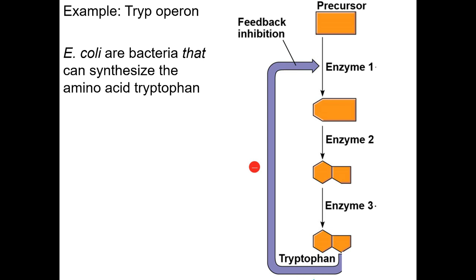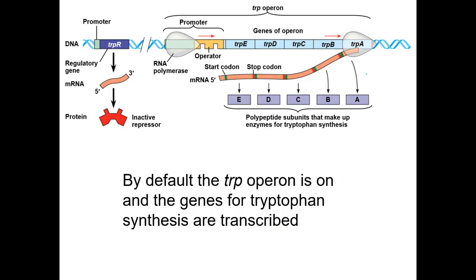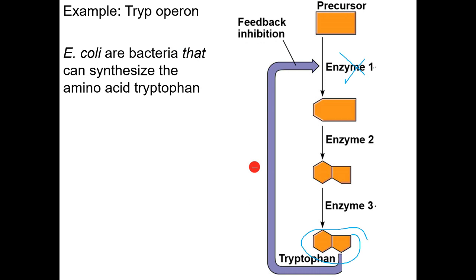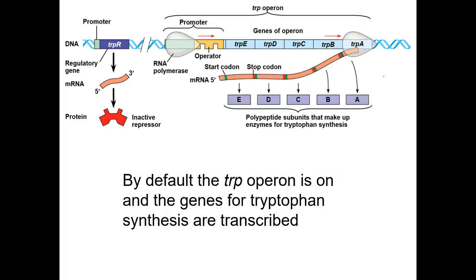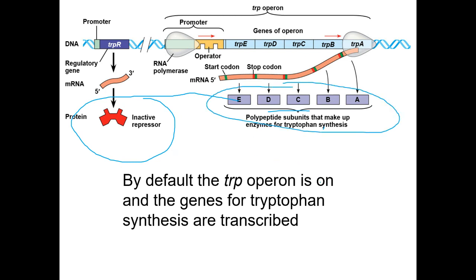So remember, this is a little bit different from negative feedback. With negative feedback, you have the tryptophan, and it takes the enzyme and makes it inactive. With the operon system, what you're doing is actually not making the enzyme in the first place. By default, the operon is on, meaning the repressor is inactive, which means you're not stopping RNA polymerase from binding, which means you're going ahead and transcribing all these genes. So by default, the operon is on.